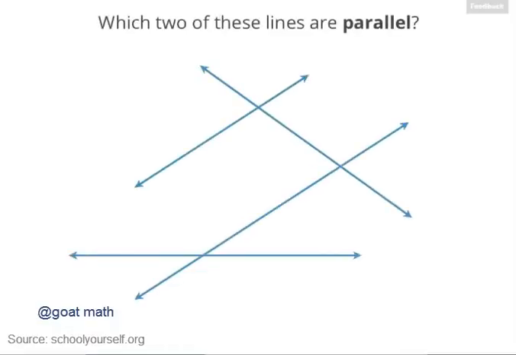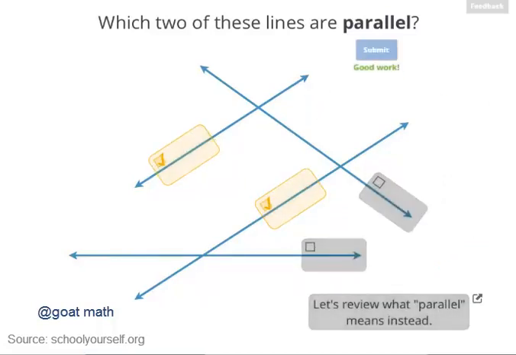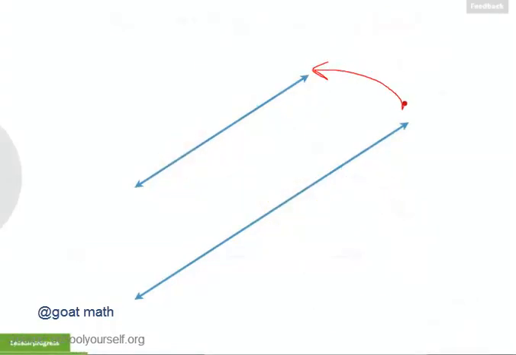Before we get to slope, can you identify which 2 of these lines are parallel? If you're not sure, click down here to review. Right, these 2 lines are parallel. They both run in the same direction and they never intersect.